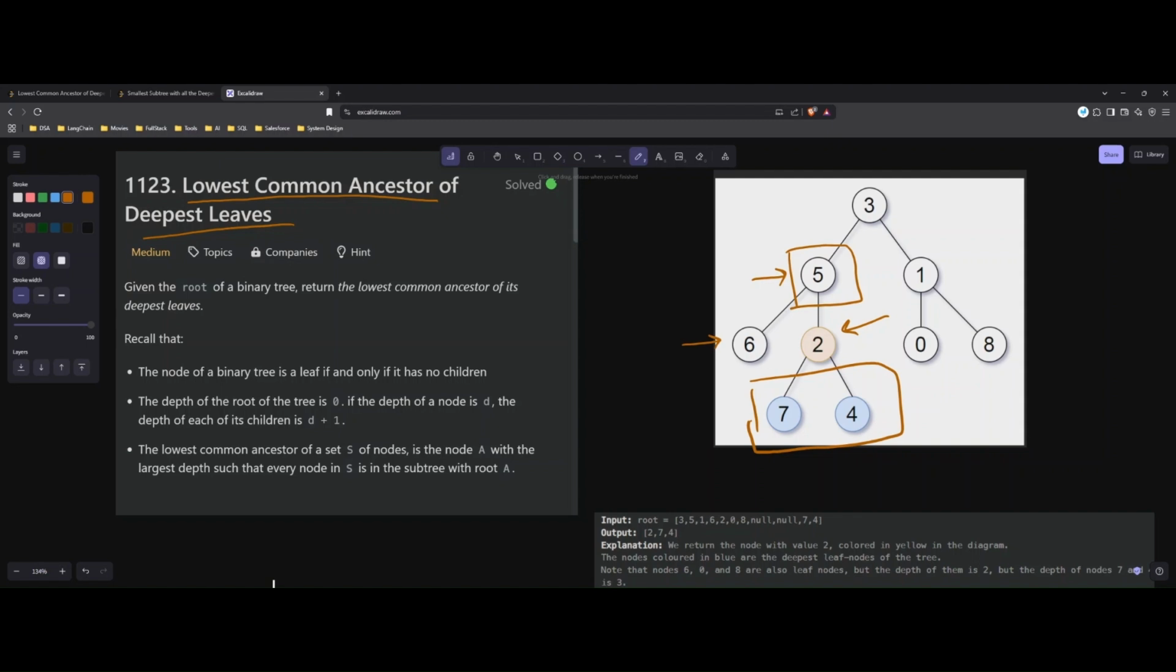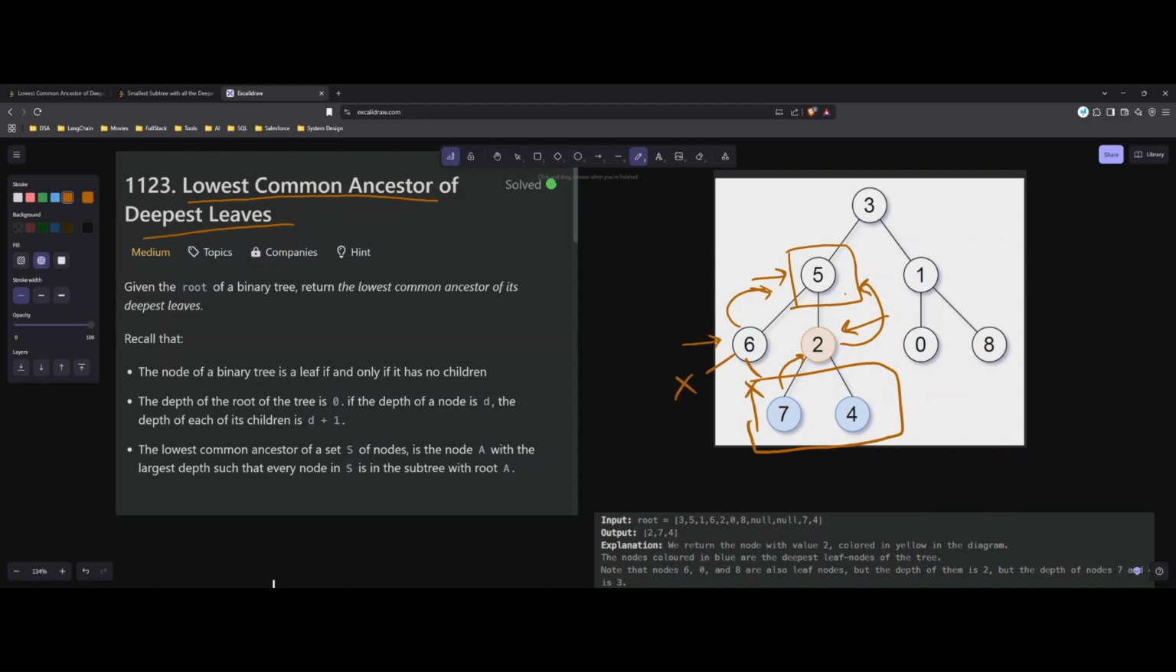So is this the ancestor of this 7? It is, but not direct, right? This is not the common ancestor. So this 2 is the common ancestor of these two nodes. But this 5, we'll say that it can be the ancestor of 2, but this 6 is not a leaf. This is not a leaf. So it cannot be the answer, because this is not the deepest leaf.